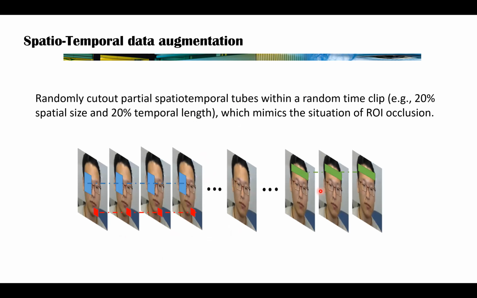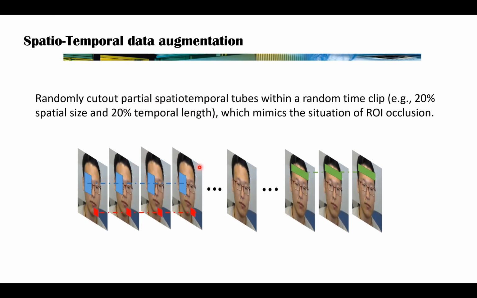Besides the architecture and loss function, we also design two spatial-temporal data augmentation strategies. For example, here we consider the spatial-temporal cutout. The motivation is that we find some videos usually have occlusion, for example, a hand covering the face, or a mask worn on the face, or head movement causing partial face loss in our face detection bounding box.